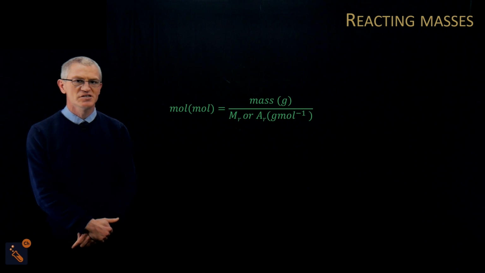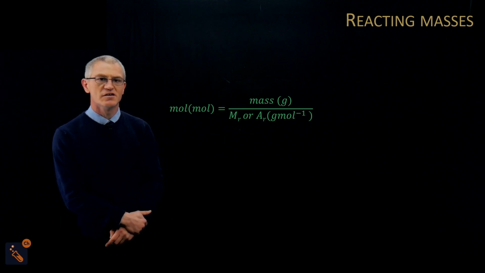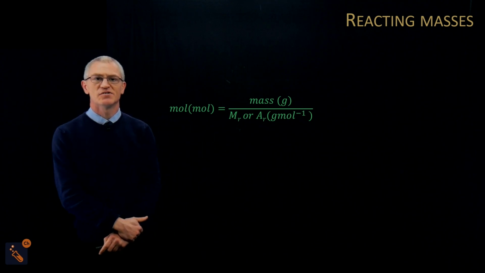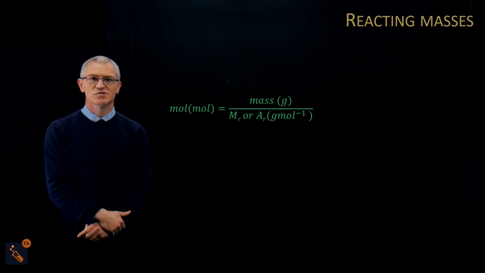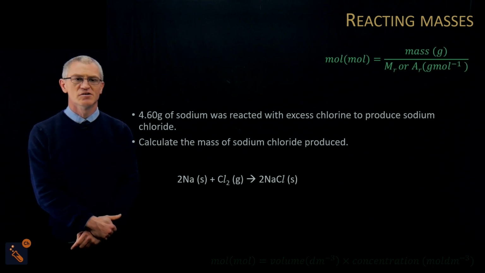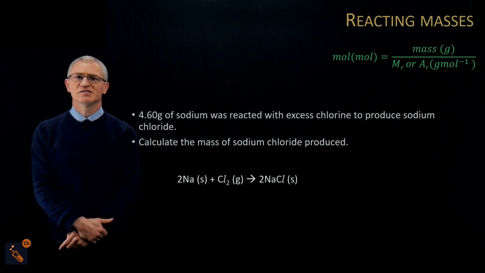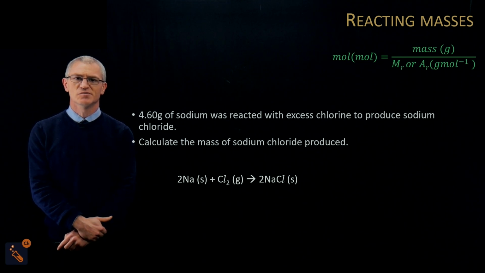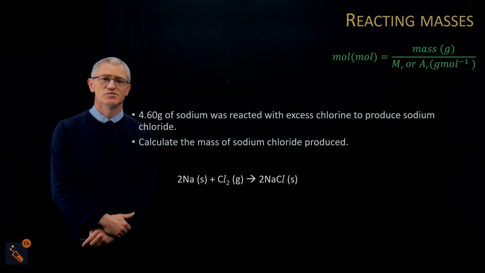Reacting masses uses mainly this equation, which is moles equals mass over the molecular mass, Mr, or the atomic mass, Ar. Both have the unit g per mole. You're going to have to rearrange this at times, so we're going to keep it up in the corner of our screen. We have 4.6 grams of sodium that's reacted with excess chlorine to produce sodium chloride. Calculate the mass of the sodium chloride that's produced.